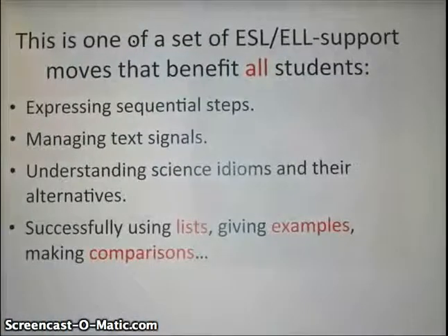There are many other similar linguistic challenges in science communication, using lists, giving examples, making comparisons. Alerting students to the specific terms and patterns that work well in each case helps ELL succeed and helps all students improve in writing about science effectively so that others can understand them.